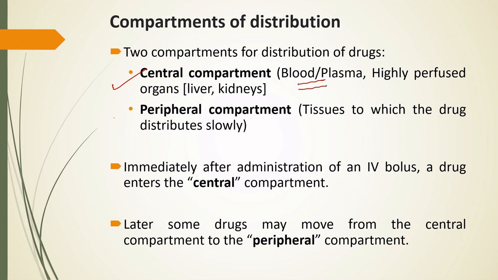The second one is the peripheral compartment. The peripheral compartment is the one to which the tissues to which the drug is distributed very slowly, say the muscles.